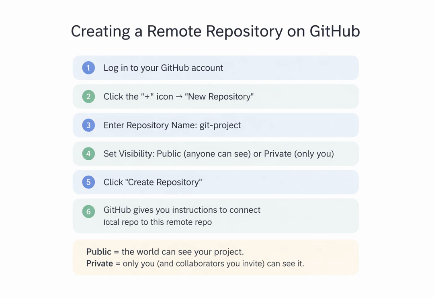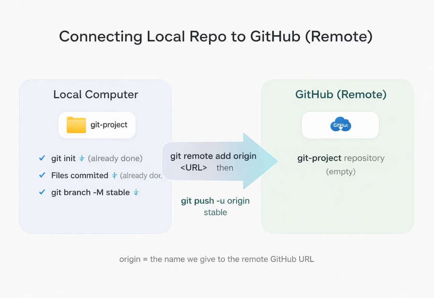To connect your local repository to the GitHub remote repository, GitHub provides you with the exact commands. Since we already ran git init and already made our commit, we skip those steps. The key command is git remote add origin, followed by the GitHub URL. This tells your local Git where the remote server is, and we nickname it origin. Then we push our local stable branch up to GitHub. After this, your local project and the GitHub repository are linked.